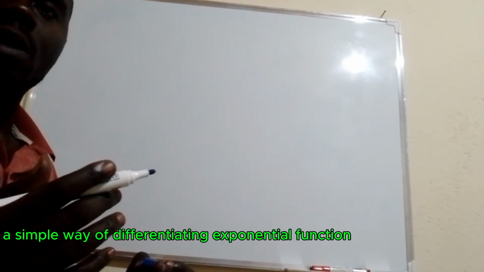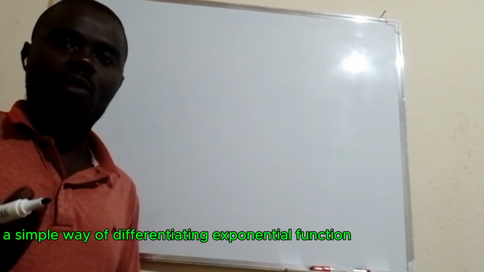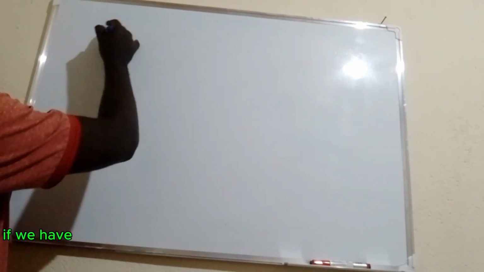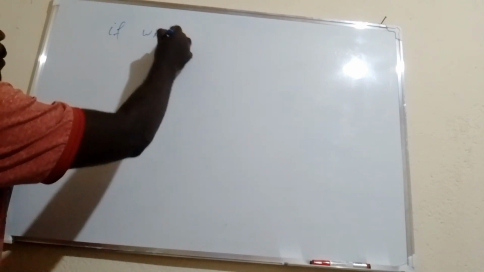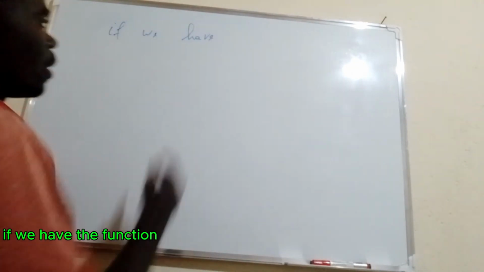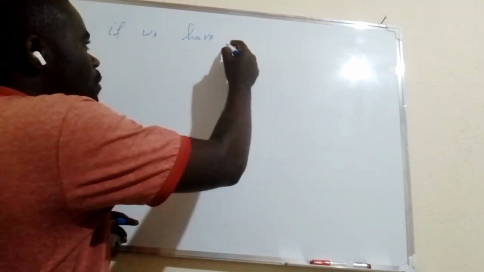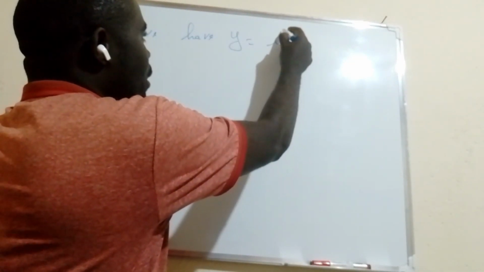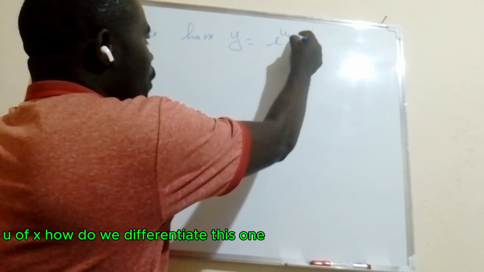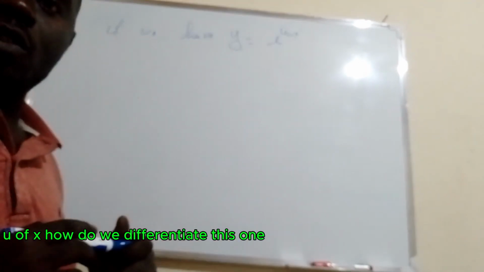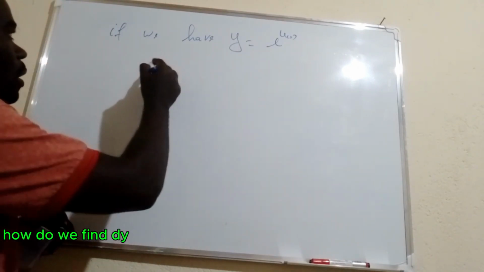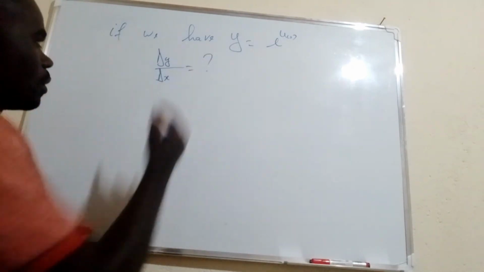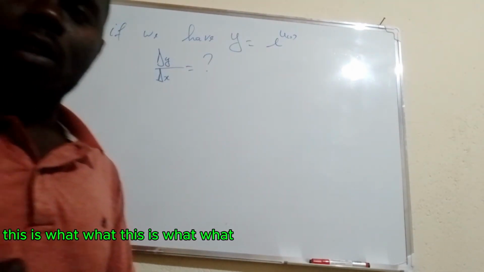A simple way of differentiating an exponential function. Like if we have a function y which is equal to e power u of x, how do we differentiate this one? How do we find dy/dx? This is equal to what?